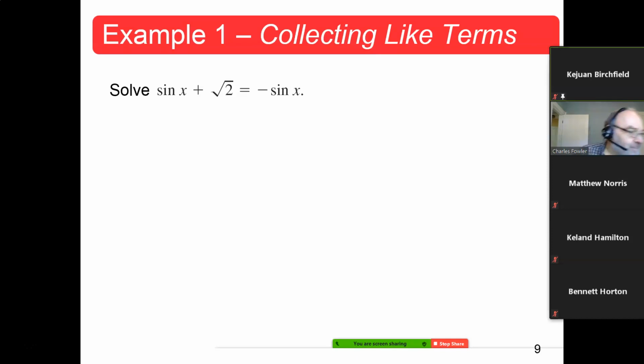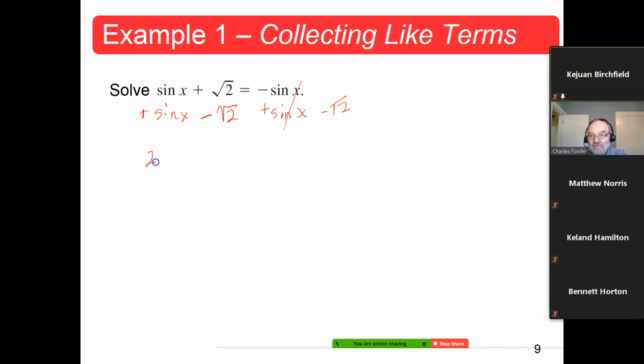So here's example 1, top of page 363, I believe it is. Here we have, solve this one: sine x plus root 2 is equal to minus sine x. Again, the general rule is to try to get all your trig functions on one side and anything that's not a trig function on the other side. So what we're going to do here is add a sine x to both sides, and subtract the square root of 2 from both sides. And what do you have then?